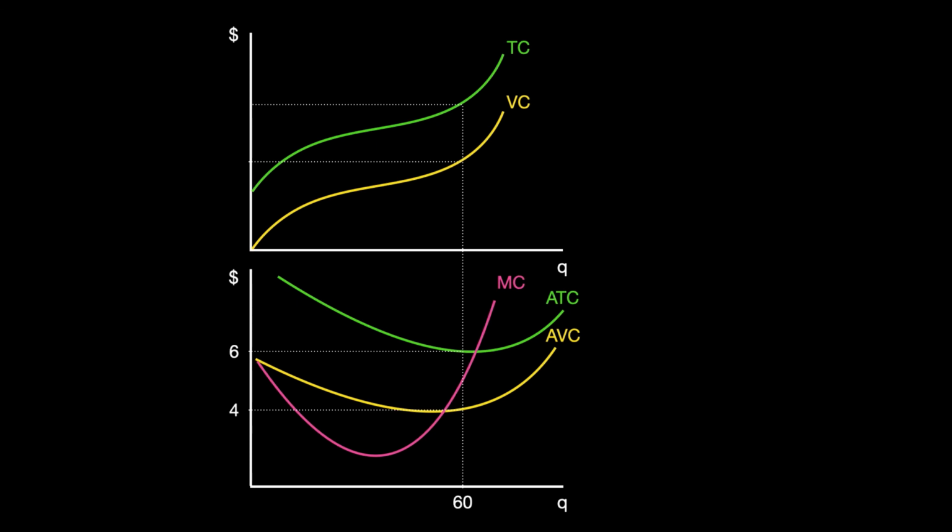Let's work some problems. Suppose when 60 units are produced, the average variable cost is $4 and the average total cost is $6. What is average fixed cost? Average fixed cost is equal to the difference between average total cost and average variable cost. When output is 60, average fixed cost is 2. Graphically, it is the vertical distance between the average total cost curve and the average variable cost curve when quantity is 60.